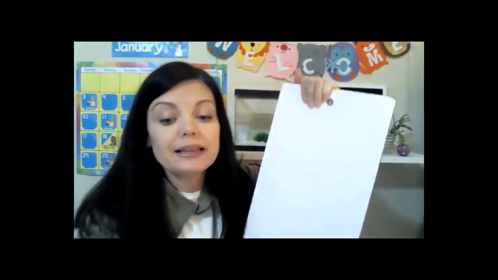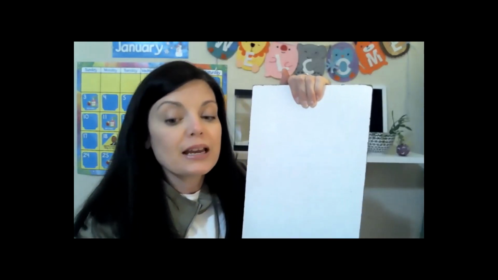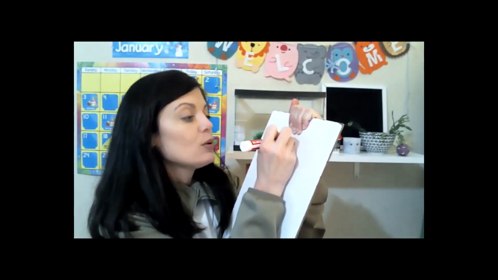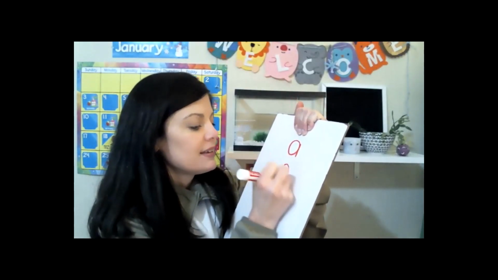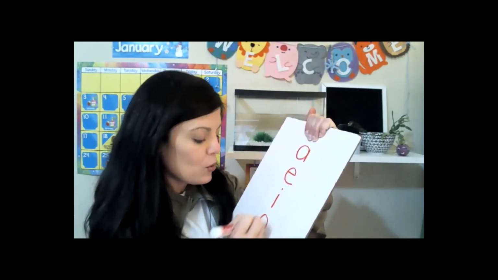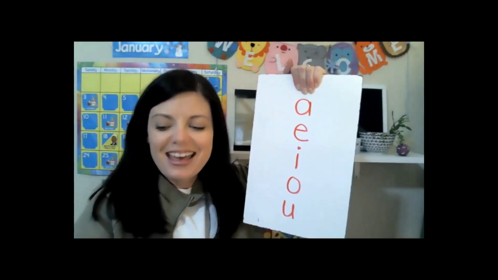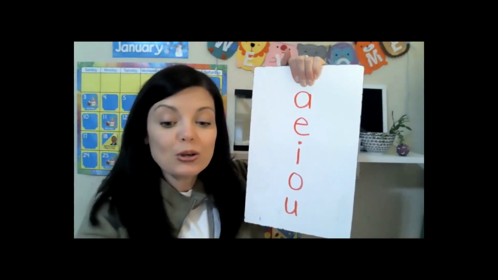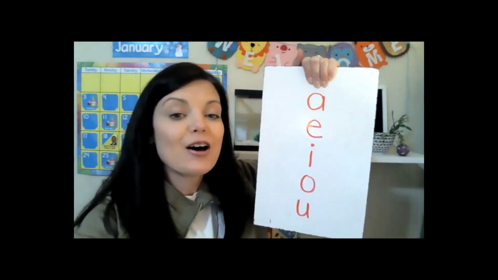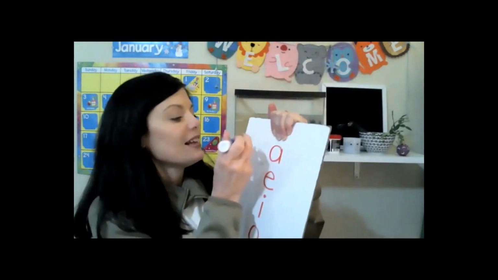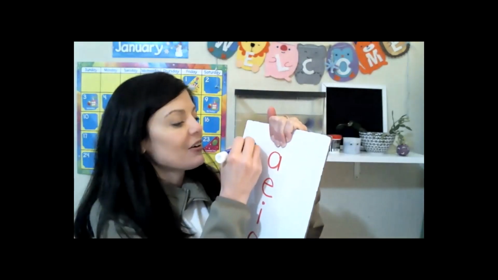Okay, so let's do some blending with the letter P now that we know what it sounds like. Reading is just blending the letter sounds together. So we start with 2 letter sounds. We're going to need our vowels for this, though. Can you remember what the vowels are? The vowels are A, E, I, O, U. These are the vowels.